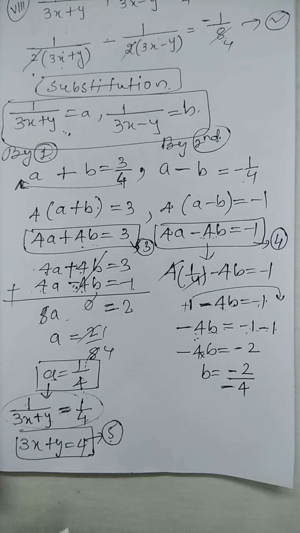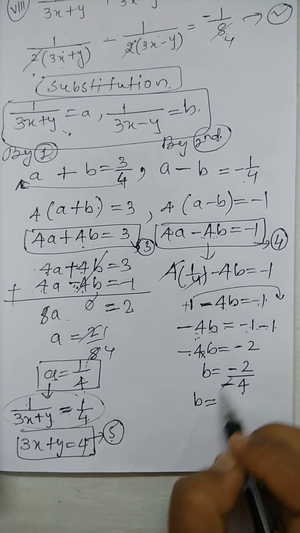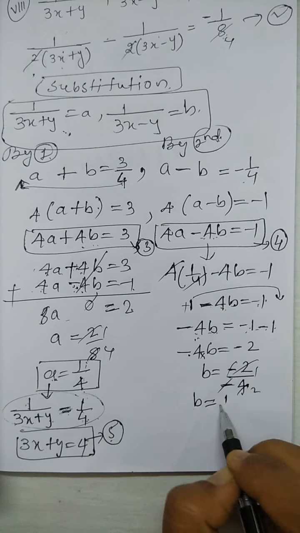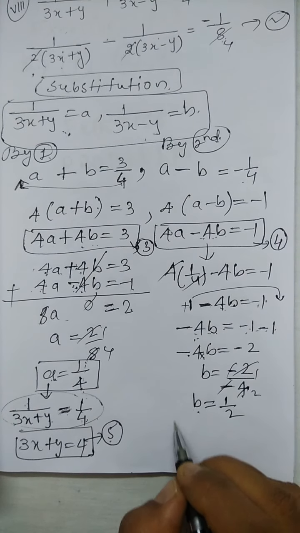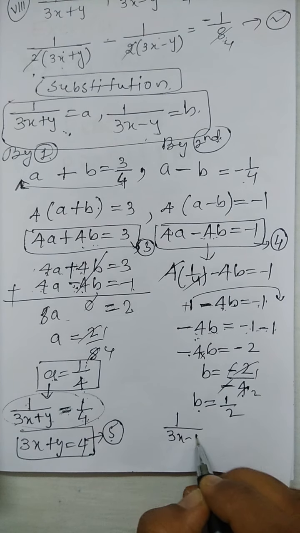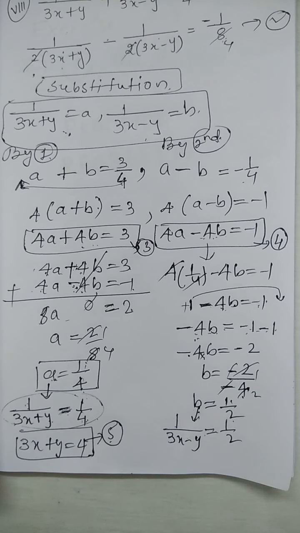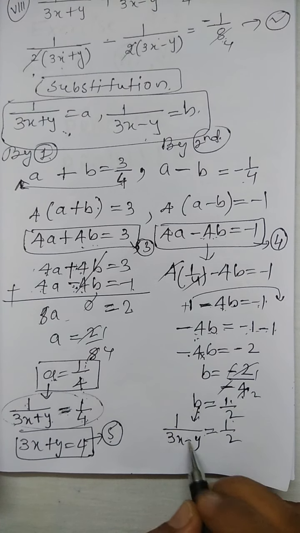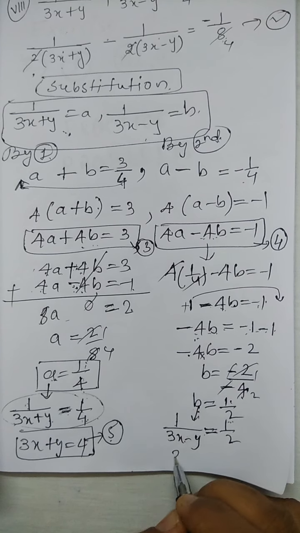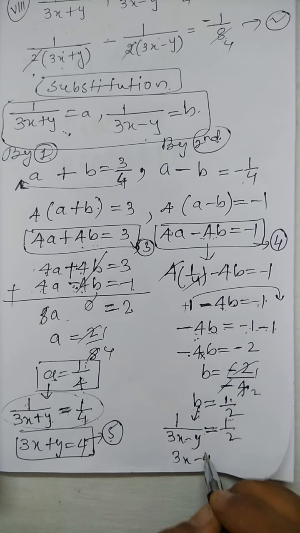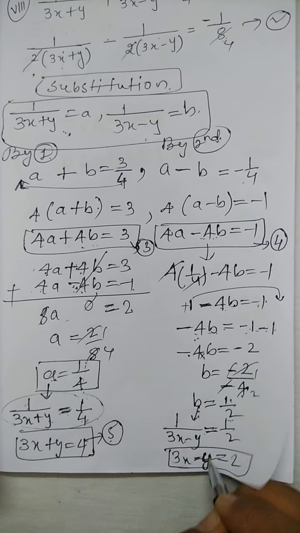And here b equals minus 2 upon minus 4. Here into, no, so into will become divide. So b is equal to, minus minus cancel, 2 ones are 2, 2 twos are 4, 1 by 2. But what is the value of b by substitution? 1 upon 3x minus y. B is 1 upon 3x minus y equal to 1 by 2. Then you can see here equal fractions, so numerators are equal. So denominators you also equate. 3x minus y equals 2.